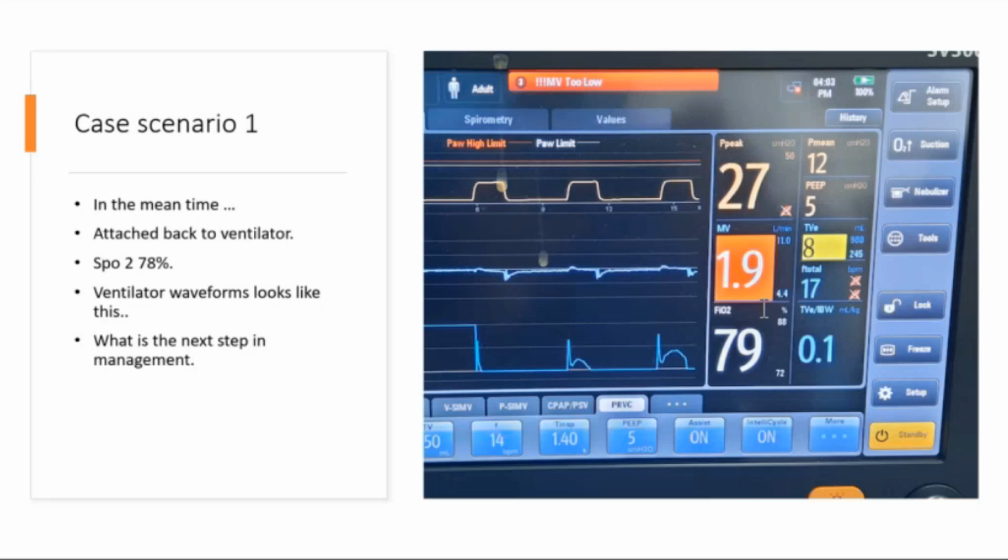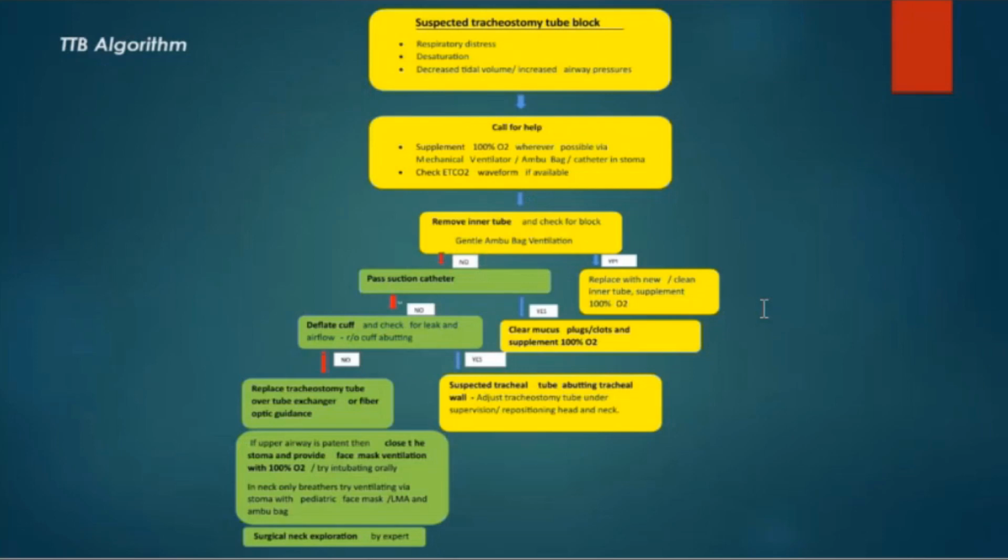So we spoke of the algorithm. According to the algorithm, what would you do? This is the algorithm which was discussed 15-20 minutes back. So we have a tube block scenario here. First thing is call for help. Call your senior in the ward. If you have a tube block, call for code blue. If your patient is deteriorating, don't wait. Call for code blue. All right.